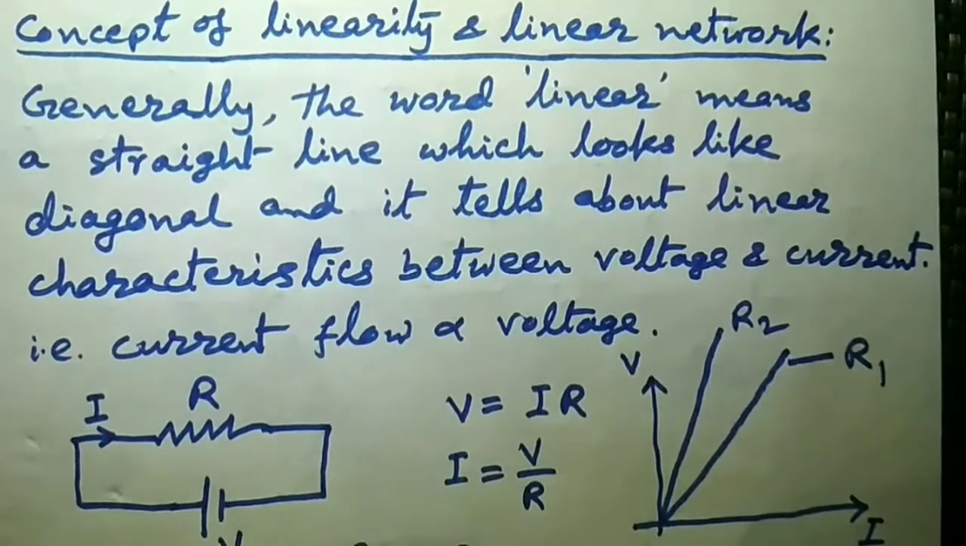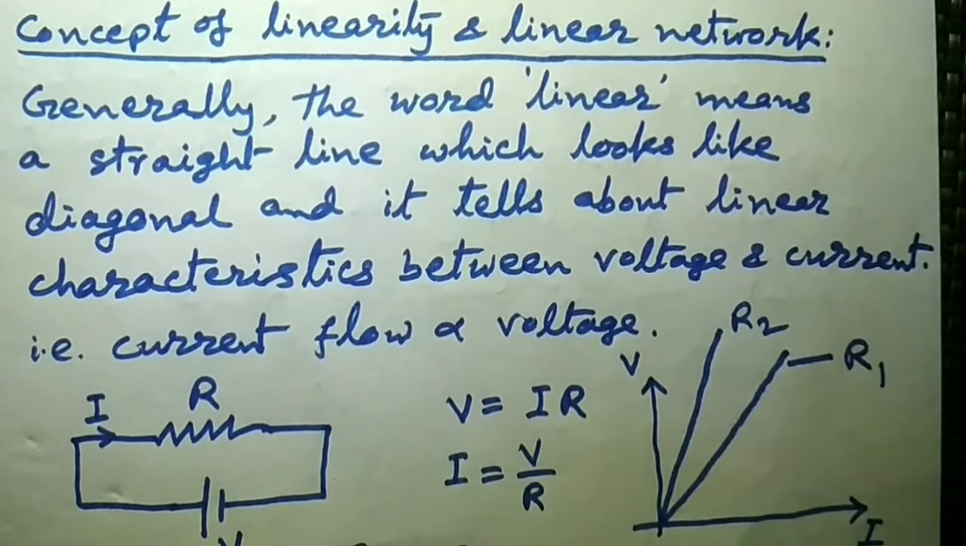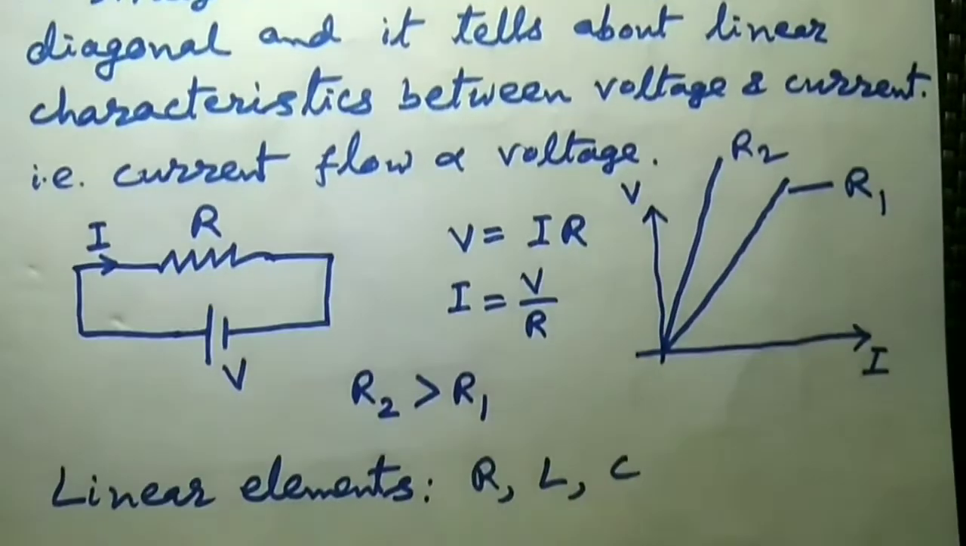So linear elements are the elements for which the voltage and the current are directly proportional to each other, and the circuit or network that consists of linear elements is called a linear circuit or a linear network.